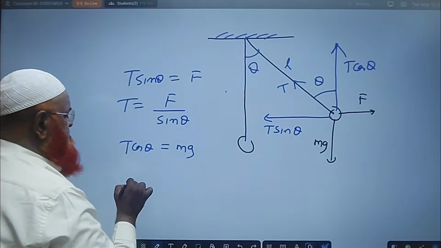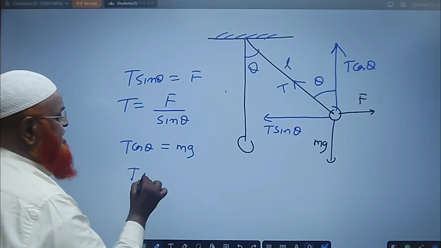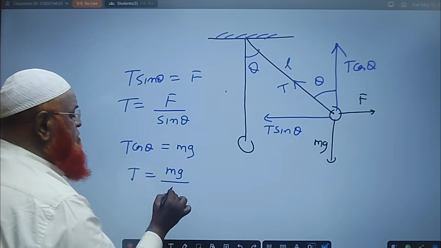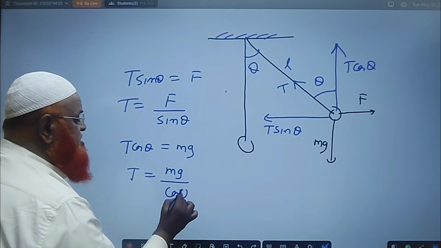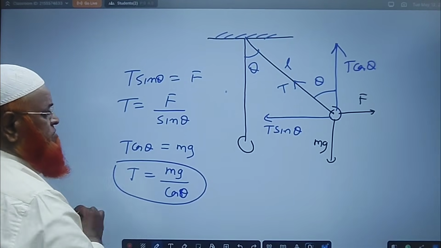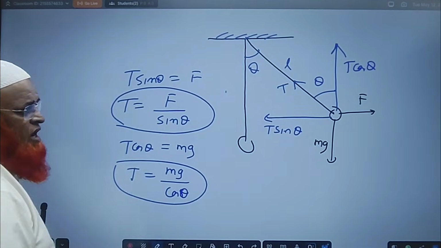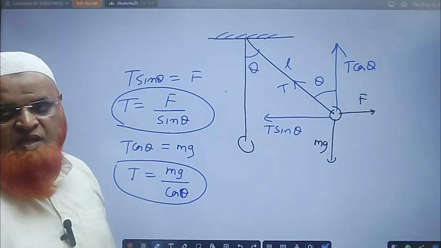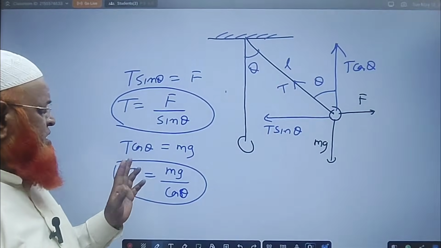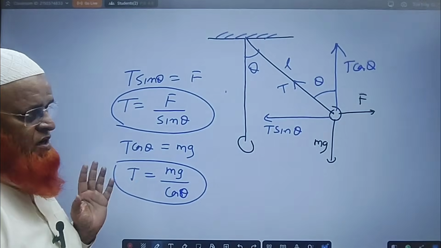So what are you going to understand from this? If you want to find the tension, and if you know the weight of a body, then you have to apply it: T is going to be mg by cos theta. If you know the horizontal force, we can apply this and get the answer. So you can find the tension if you know the force.